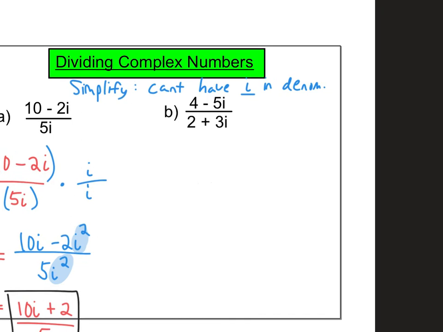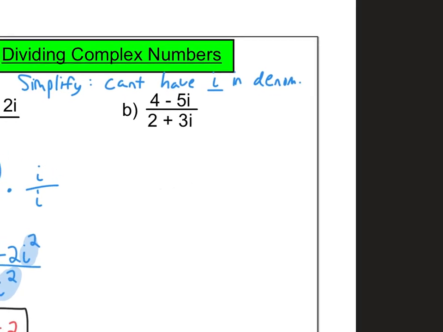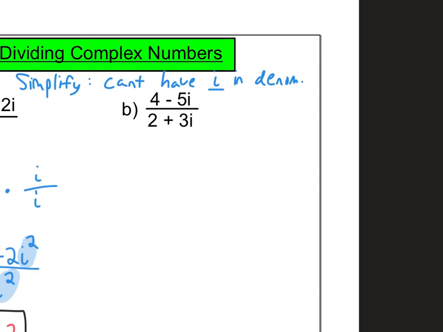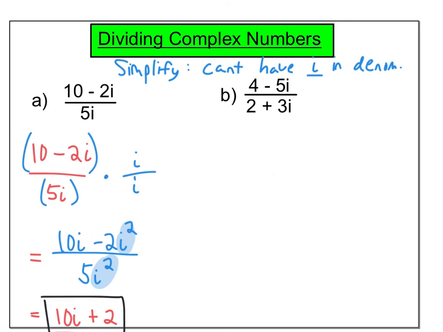All right, and one more division example here. This one's a little bit different as well. This one now, if you notice compared to the first one we did, the denominator was just a single term. Okay, there was no plus or minus. We call it a monomial, where in example B it's a binomial. Okay, it's a full complex number with an a and a b.